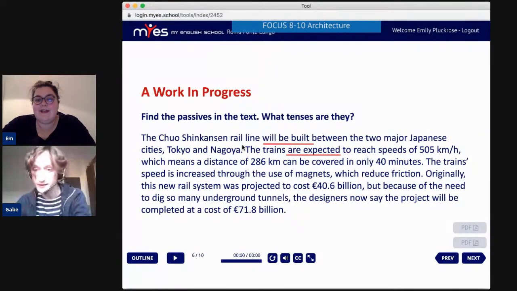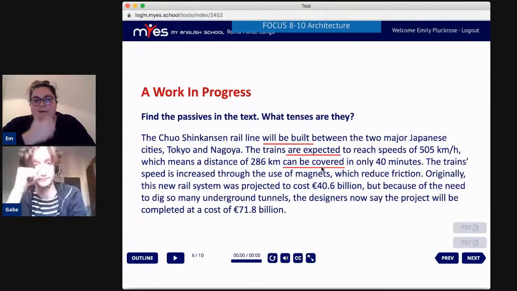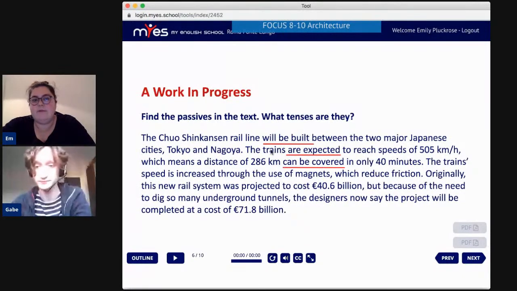Yeah, exactly, Daniela. Yeah, great. So covered. Can be covered. So just like will be built, we have a modal verb with a bare infinitive and then the past participle. So it's a modal passive. Kind of modal passive, yeah. Well done, Elisa. Very nice. Yeah, Roberta, so we are expected. Great. Where are we here?